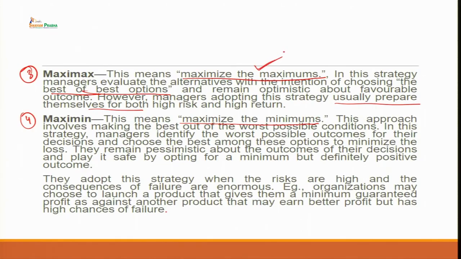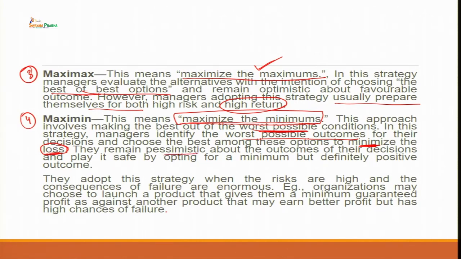While the fourth strategy is Maximin, which is opposite to maximize the maximums, it is maximize the minimums. This approach involves making the best out of worst possible conditions. In this strategy, managers identify the worst possible outcomes for their decisions and choose the best amongst these options to minimize the loss. So, here the focus is on minimum possible loss, and in Maximax, the focus is on highest possible returns.